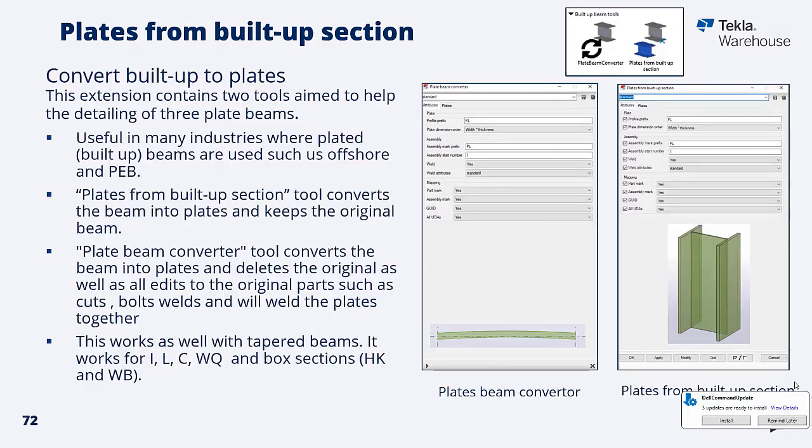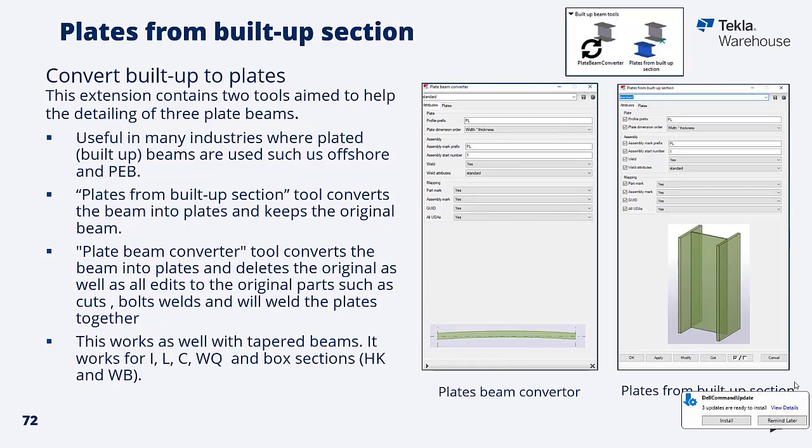Working with built-up sections or plated sections. So these are beams that are made, for example, with 3 plates, or C sections that are made from 3 plates. So web and flange plates welded together. The Convert Built-Up to Plates extension contains 2 tools which will help you in the detailing of these kinds of elements. It's useful in many industries where plated elements are used, such as offshore and pre-engineered structures.